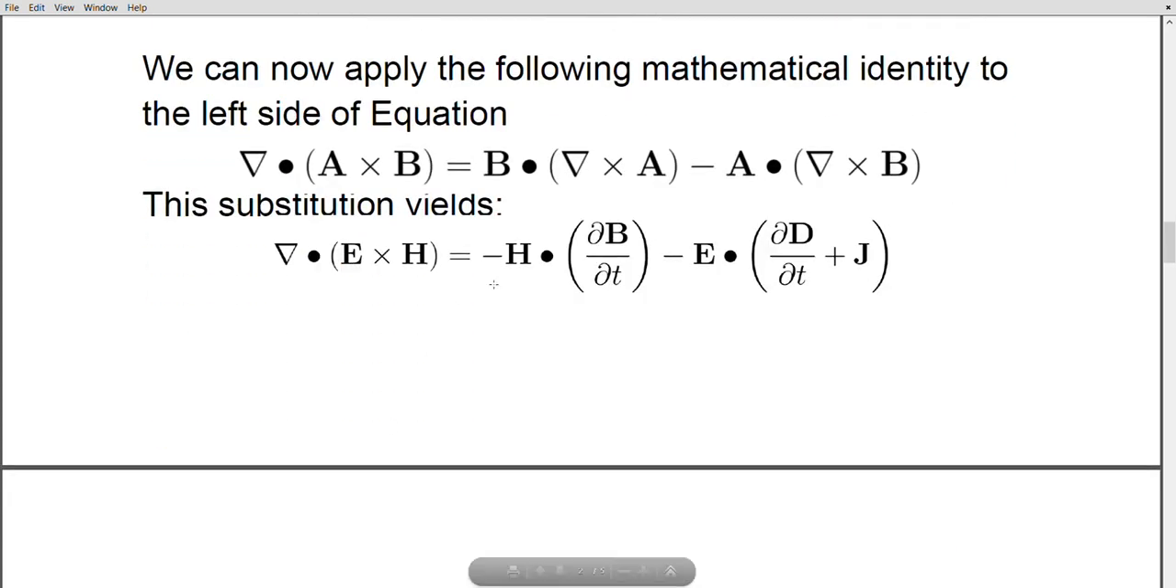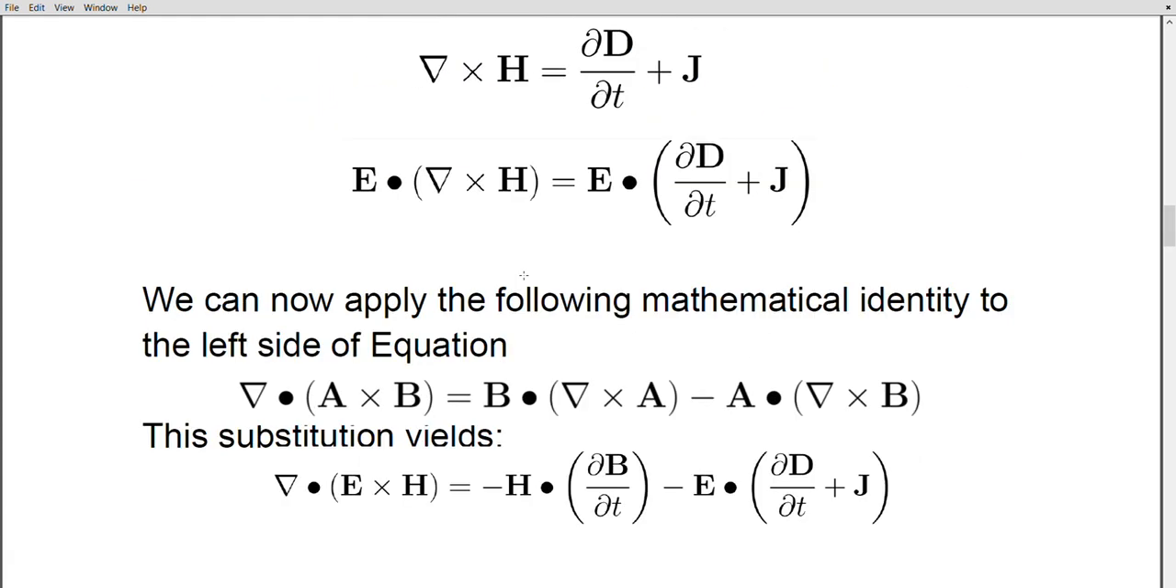We can now apply the following mathematical identity to the left side of the equation: del dot (A cross B) equals B dot (del cross A) minus A dot (del cross B). This is the format we have to substitute in the above equations. When we substitute it, we get del dot (E cross H).